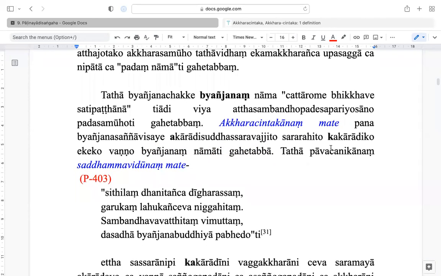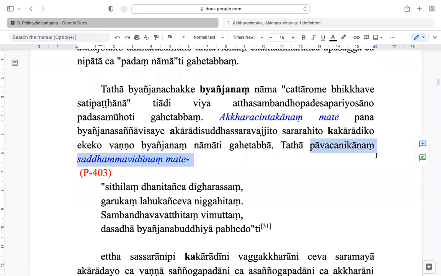So the same way, Pāvachanika nam, Saddama Viduna Mate. So Pāvachana and the Ika, like Dhamma and Dhammika. So Pāvachana actually means Buddha Vachana, secret speech, Buddha's teaching. So Pāvachanika means literally related to that Pāvachana, Buddha's teaching. That means one who is skillful, who is learned in the Buddha's teaching.